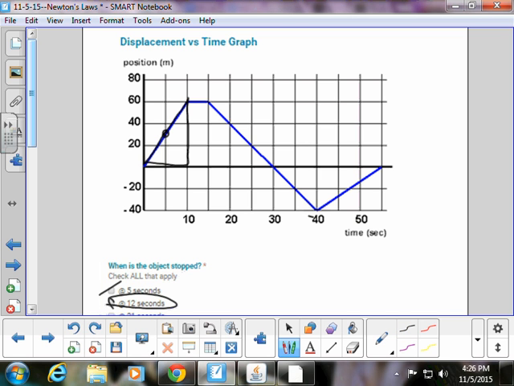So I need to find the rise and the run of this. The run is 0 to 10, so that'd be 10 seconds as my run. And my rise right here will be from 0 to 60, so that's 60 meters. 60 meters divided by 10 seconds equals 6 meters per second.